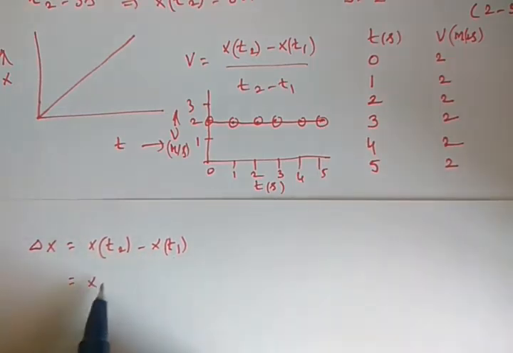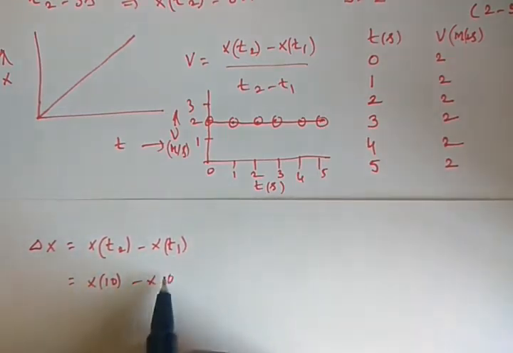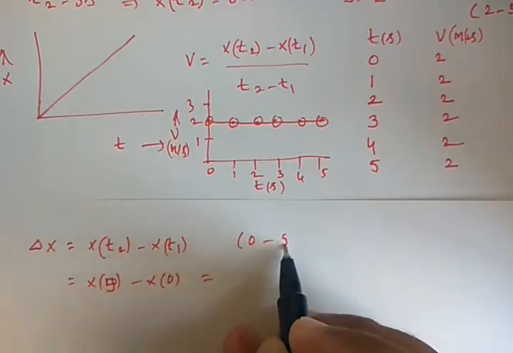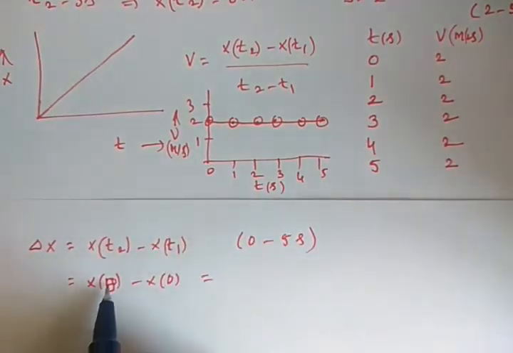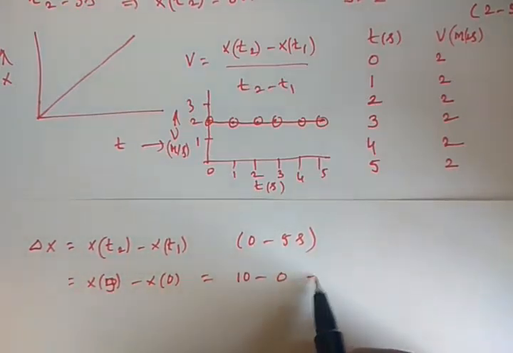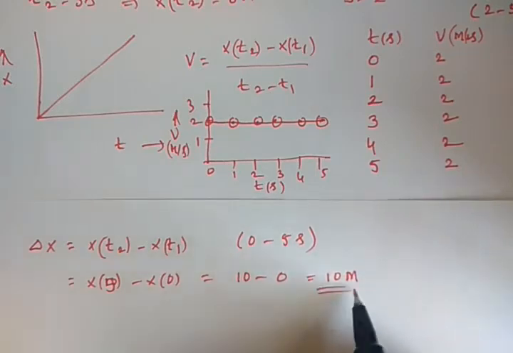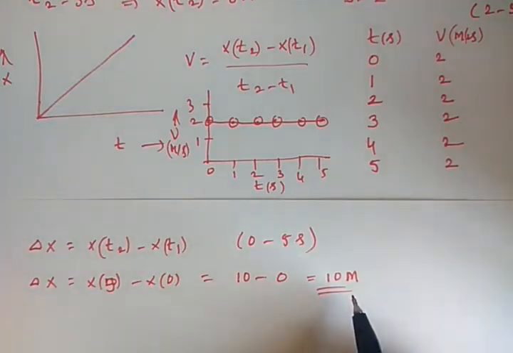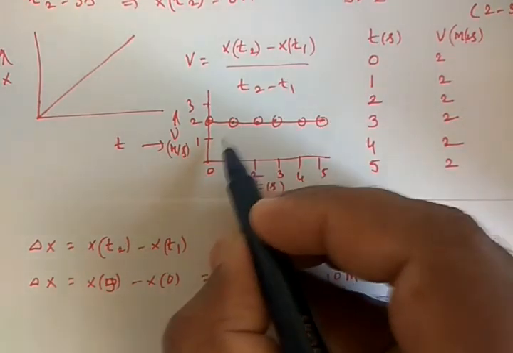So that is x of 10 seconds minus x of 0, and x of 10 seconds, sorry, x of 5 seconds, between 0 and 5 seconds. When time t is 5 seconds, then position is 10 meters, and when time t is 0, position is 0, then change in position is 10 meters. Between time t equals 0 and 5 seconds, the change in position is 10 meters. The same thing you can get by taking area under this curve.